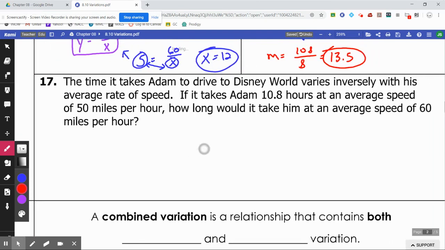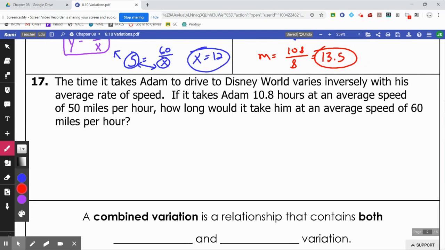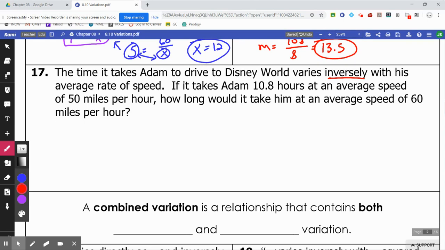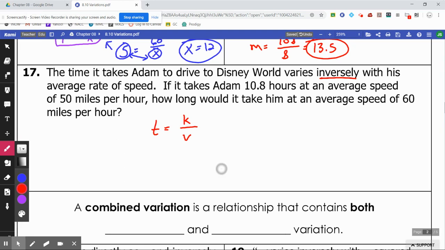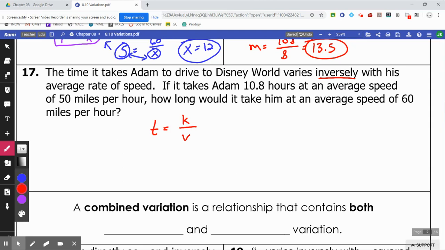Let's scroll over. The time it takes Adam to drive to Disney World varies inversely with the average rate of speed. So speed goes up, driving time goes down, and vice versa. So the time it takes varies inversely as speed. We'll call it velocity. Time is equal to k over velocity. This also looks like a familiar formula. If it takes Adam 10.8 hours at an average speed of 50 miles per hour.